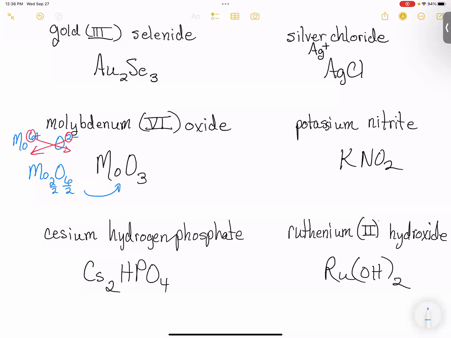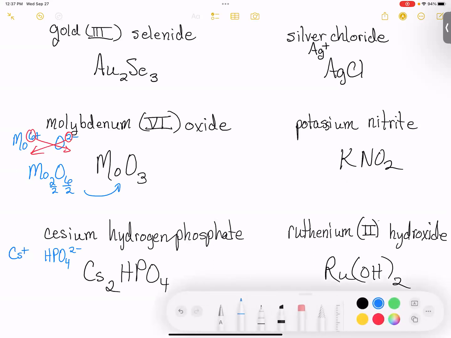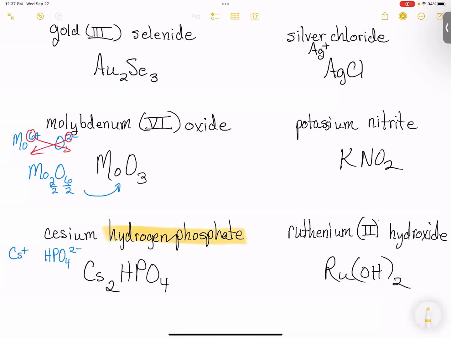Yes, how did you get the bottom left? So cesium is a +1. Hydrogen phosphate is HPO4 2 minus. In other words, the entire piece here is the anion. And so it's HPO4 2 minus. You cross and drop, and that's how you get Cs2HPO4.